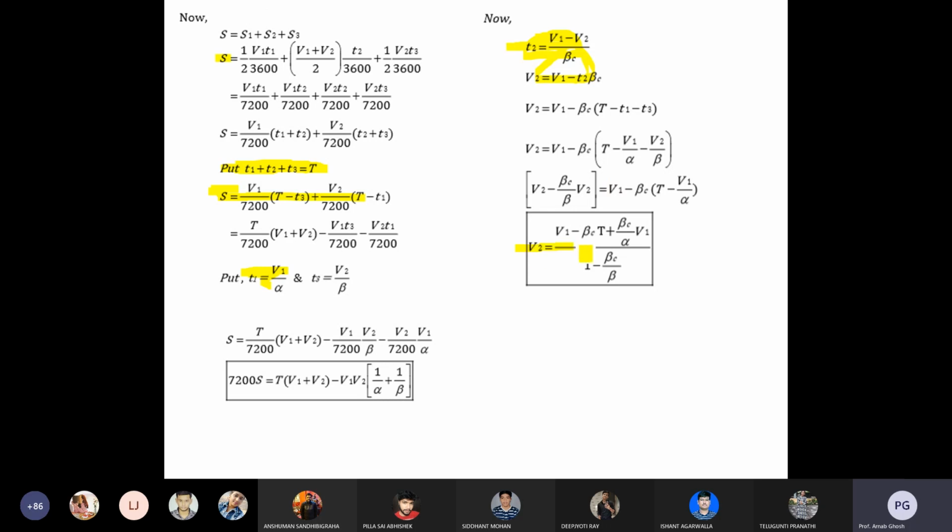So finally you are able to calculate v2 in terms of beta and beta c. Okay, alpha is acceleration, beta is your retardation, and beta c is your coasting retardation. So you'll be able to calculate the value of v2, and if you replace the value of v2, automatically you will get the value of v1. You have those two values, so automatically you are able to calculate the value of s.